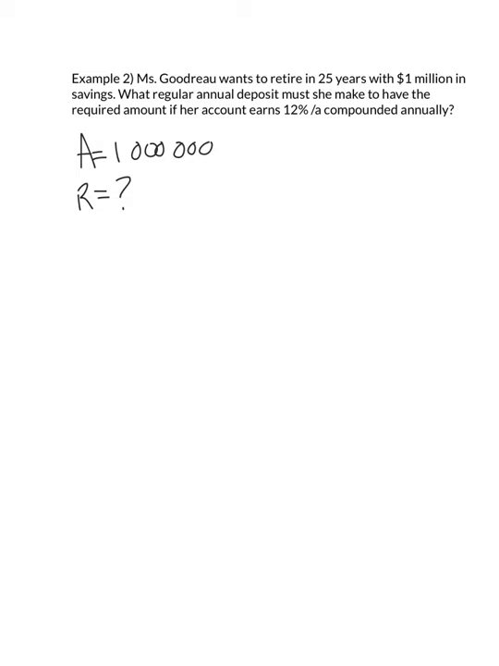I know my interest rate is 12%, so I can't forget to divide that by 100. And I see compounded annually, so I don't have to do this, but I'm just going to show you so you know. Annually just means once per year. So this is just going to be 0.12. And my N is 25 times that magic number, which again is just 1. So my N is 25.